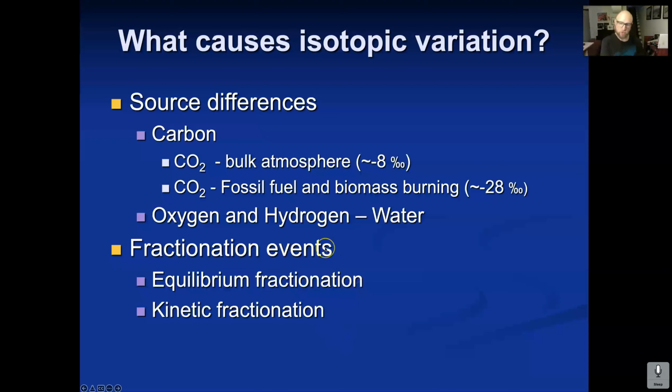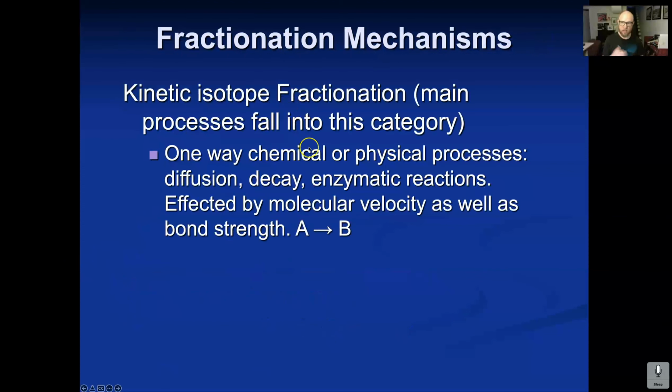There are two ways that the isotope ratio can change, and we call these fractionation events. Fractionation is when something prefers one isotope over the other, which results in a change in that ratio. There's an equilibrium fractionation, which we're not going to talk about, and then there's a kinetic fractionation.